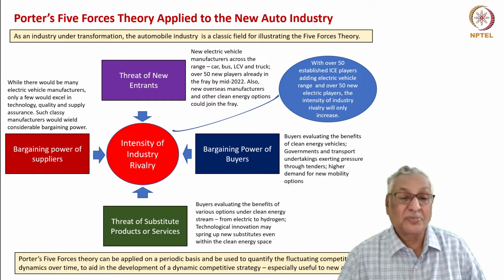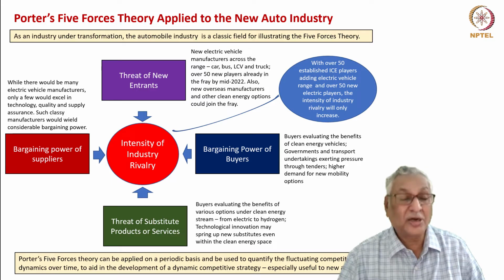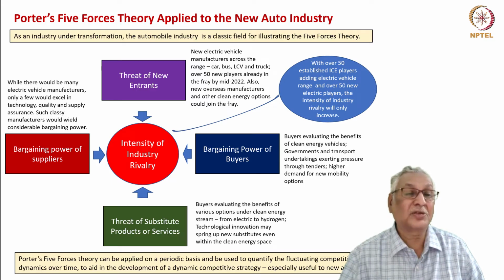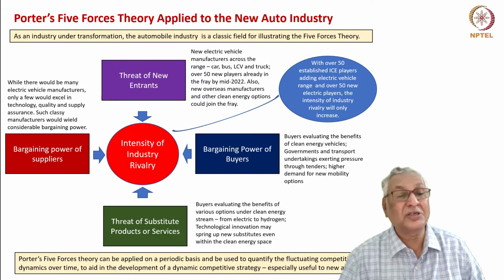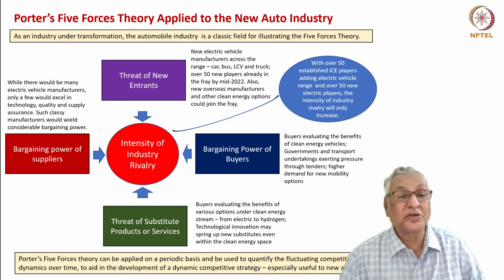The bargaining power of suppliers would be directly proportional to the capability of the vendors to supply the parts that are required by the successful electric vehicle manufacturers. A few of those electric vehicle manufacturers would excel in technology, quality, and supply assurance. For the vendors to be able to exert bargaining power, they should be on the top of the supply chain equation for such high quality and assured electric vehicle manufacturers. And those vendors who have that will have considerable bargaining power.